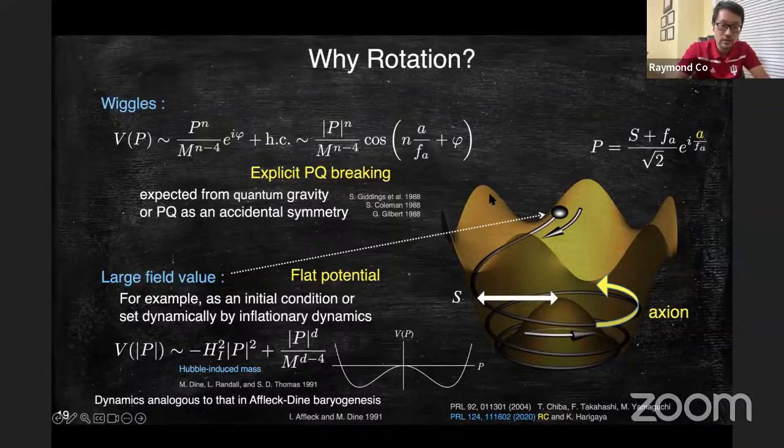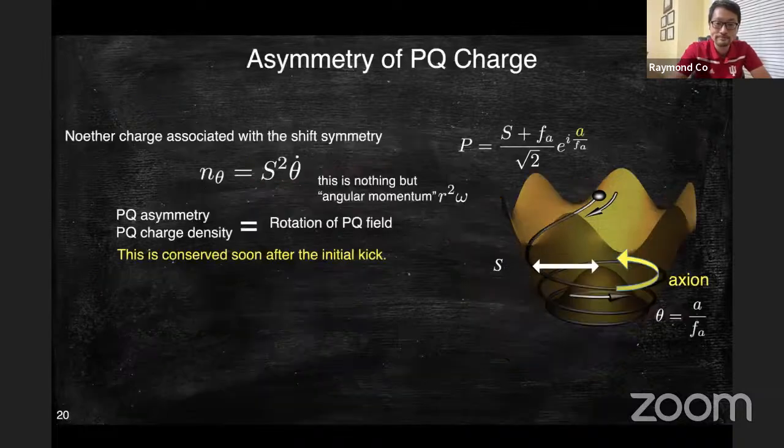So I should mention that this whole dynamics is analogous to that in Affleck-Dine baryogenesis. One main difference is that we're using the complex field that contains the axion. But Affleck-Dine is using the complex field that contains the scalar partners of the quarks and leptons. And we just realized that by using that mechanism to initiate the rotation for the complex field for the axion, a lot of interesting phenomenology follows.